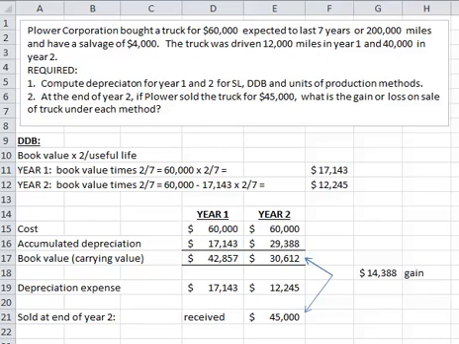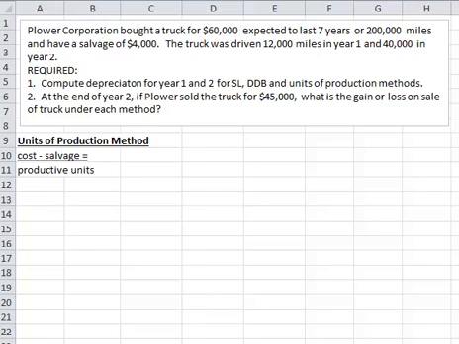Okay, let's move on to units of production method. Units of production method, sometimes called the activity method, is very similar to straight line. The numerator is cost minus salvage, which is the same as straight line. But the denominator, instead of useful life, is productive units, the life in units. So the life in miles, or the life in pounds of salt, or the life in gallons of oil. So for this particular truck, the unit of measure is miles.